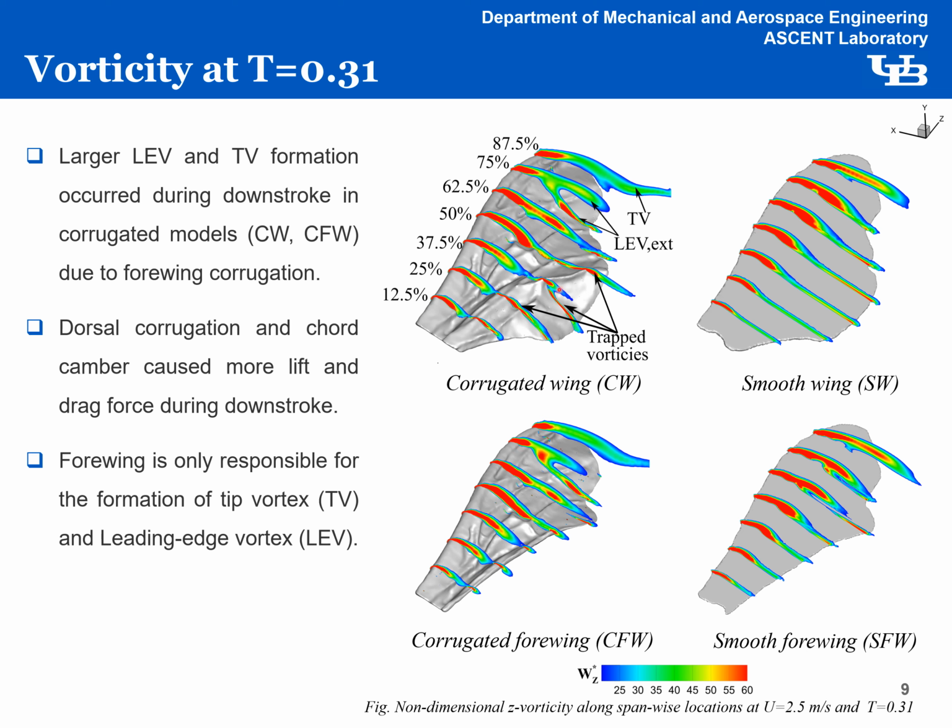The trapped vortices between the span location 25 to 50% are caused by corrugation and the natural camber of the wing, which causes more drag during the downstroke as seen earlier in the force time history. The corrugation sheds higher magnitude vortices in the wake which the wing encounters during the upstroke, which causes slightly higher thrust during the upstroke for corrugated models.